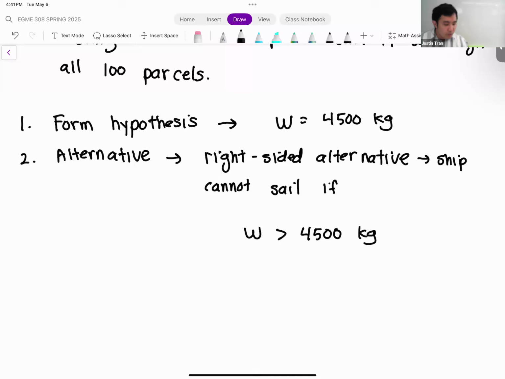And so if our data suggests that our weight is greater than 4,500 kgs, then we're going to reject our hypothesis.